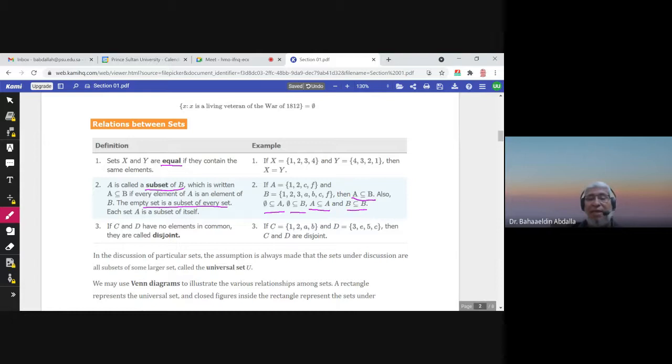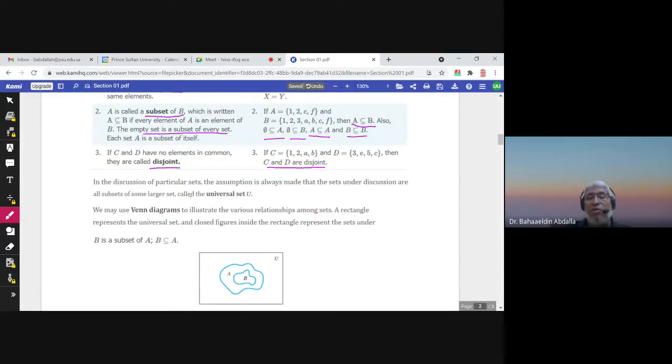If C and D have no elements in common, we call them disjoint. So there are two sets with no elements in common, and we say that the two sets are disjoint. For example, set C is 1, 2, A, B, and set D is 3, E, 5, C. The elements here are different from the elements here, so these two sets are disjoint.